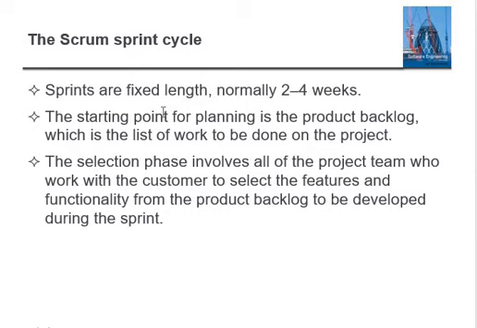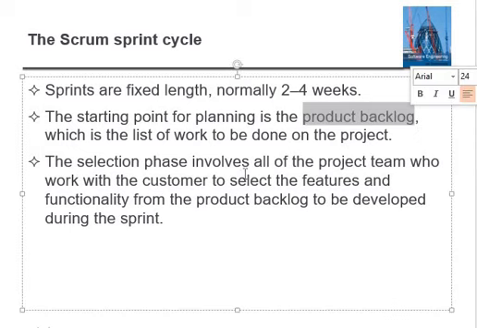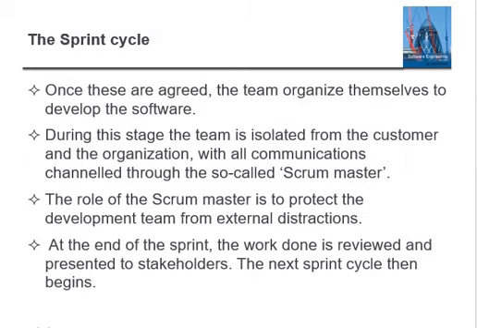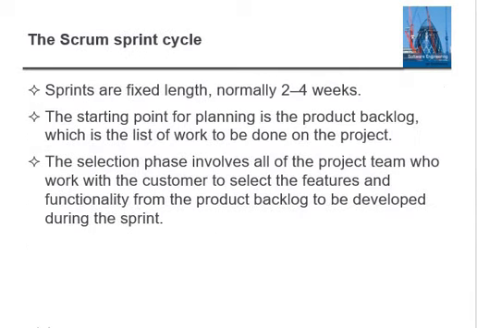The starting point of the planning is the product backlog. The product backlog is nothing but the to-do tasks to be completed in the product. The selection phase involves all of the project team who work with the customer to select the features and functionality from the product backlog to be developed during the sprint. Once these are agreed, the sprint cycle begins and the team organizes themselves to develop the software. So this is the first phase to define a sprint.